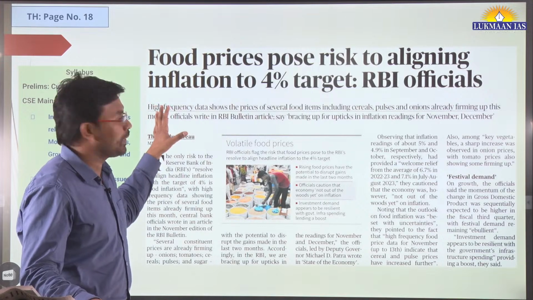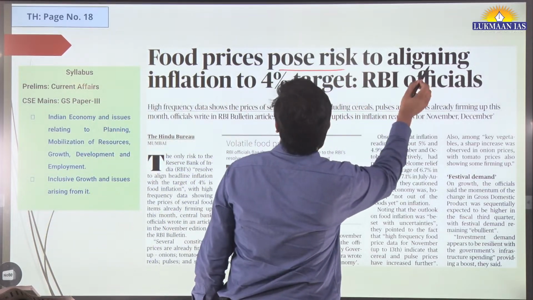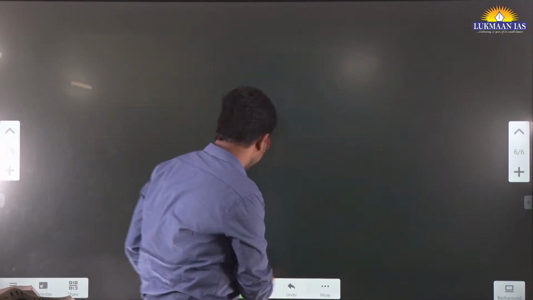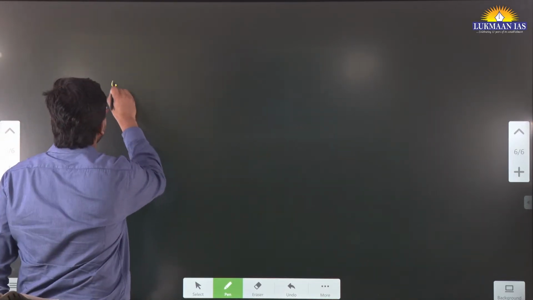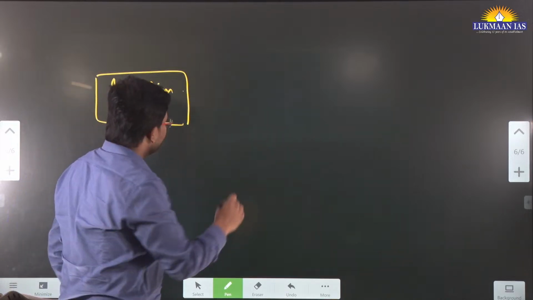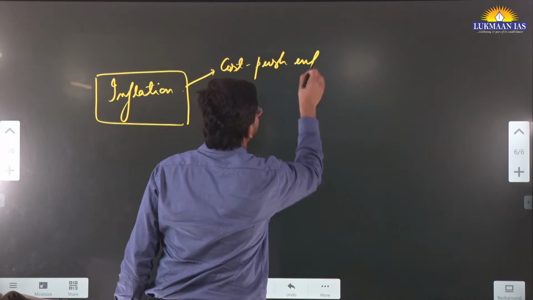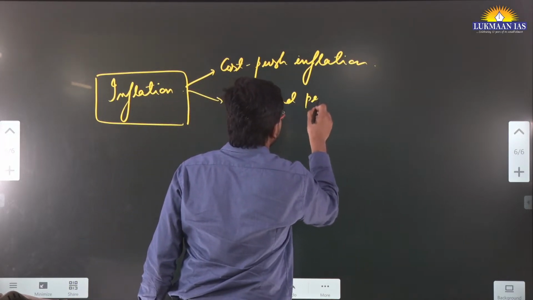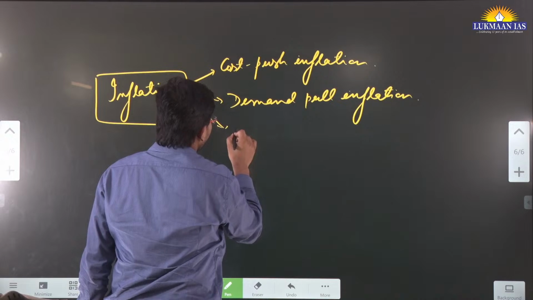Then now we have a topic from economy. It says food prices pose risk to aligning inflation to 4% target, RBI officials. So when we talk about inflation in India, right? Inflation can be of different types. One type of inflation is known as cost push inflation. Then we have demand pull inflation. Then there is headline inflation.